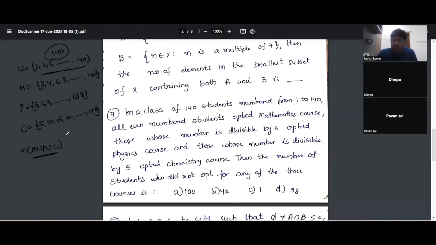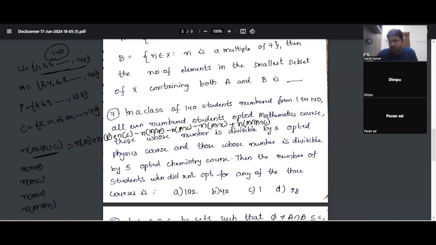So again I can do this in multiple ways. One way is directly using the formula. For using the formula, what do I have to find? I have to find n of M intersection P, n of P intersection C, and n of M intersection C, and I should also find n of M intersection P intersection C. Because what is the formula? N of M plus n of P plus n of C minus n of M intersection P minus n of P intersection C minus n of M intersection C plus n of M intersection P intersection C.